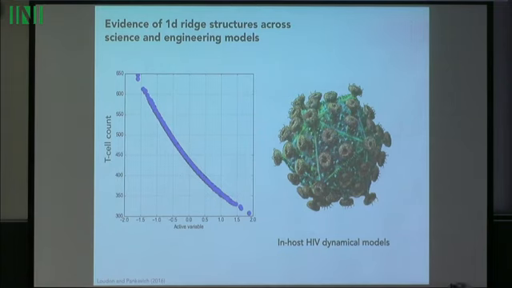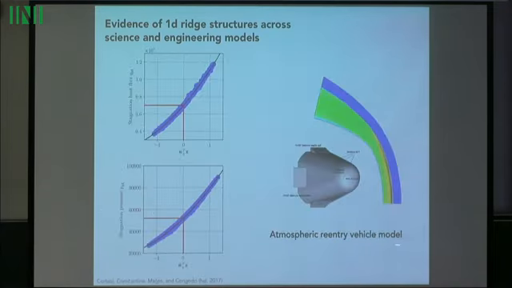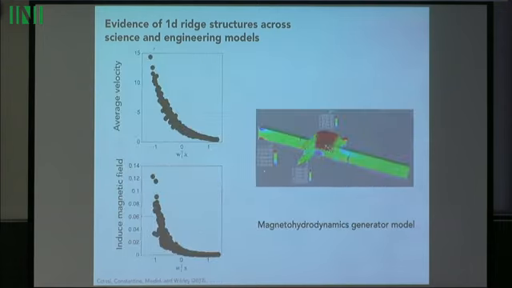This is T-cell count from an in-host HIV model, a dynamical system model. There are 21 different parameters representing sort of like rate coefficients in this dynamical system. Maximum power from a solar cell circuit model as a function of 5 different parameters in this circuit model. An atmospheric reentry vehicle, the stagnation heat flux and the stagnation pressure as a function of one linear combination each of 7 different environmental conditions that this reentry vehicle is going through.